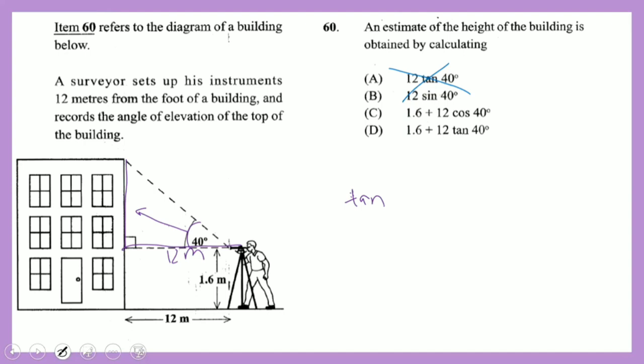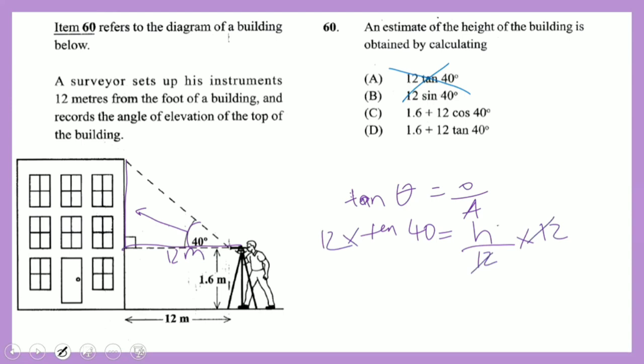Because this could have been a paper 2 question. All right, good. So tan theta equals opposite over adjacent. Tan 40 is equal to opposite, the side we don't know, call it h, height, over adjacent, 12 meters. Multiplying both sides by 12, the height for this part of the building is going to be 12 tan 40, plus, so we add it to the 1.6 down here, so that's our final answer.